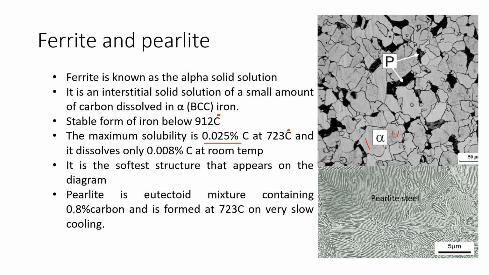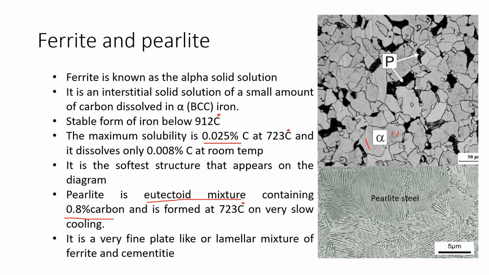What is pearlite? Pearlite is a eutectoid mixture containing 0.8% carbon and is formed at 723 degrees centigrade on very slow cooling. At 723 degrees centigrade, the maximum solubility, the ferrite structure is formed when the carbon percentage is 0.025%, and the ferrite dissolves only 0.08% at room temperature.